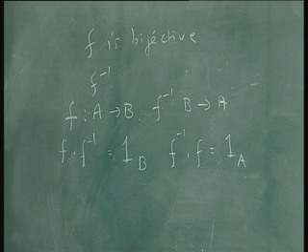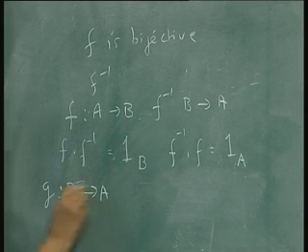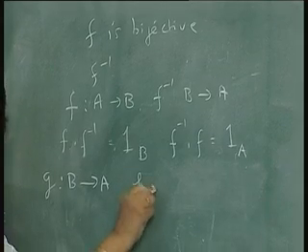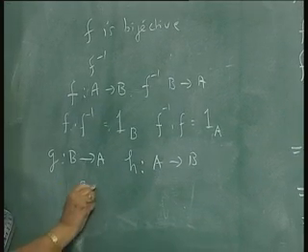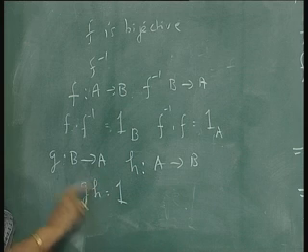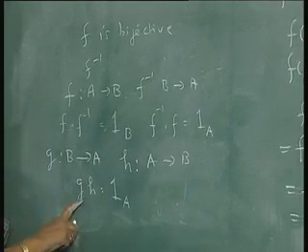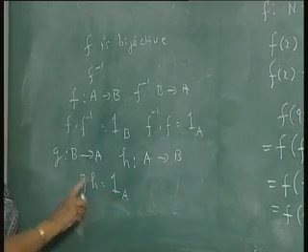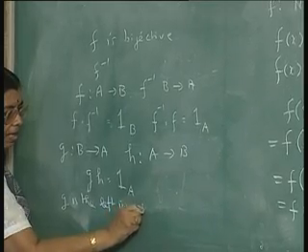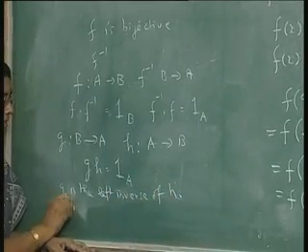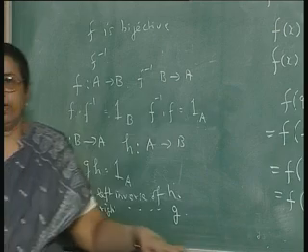Now, if you have 2 functions g and h, g is from B to A and h is from A to B. So, g of h, A to B, B to A, is an identity function 1A. Then if g of h is 1A, you say g is the left inverse of h and h is the right inverse of g. This is what you define.